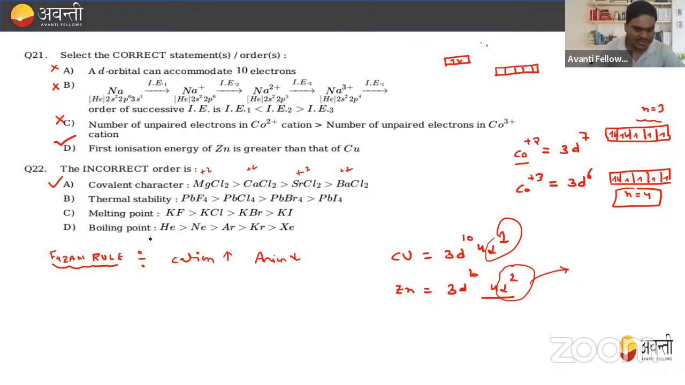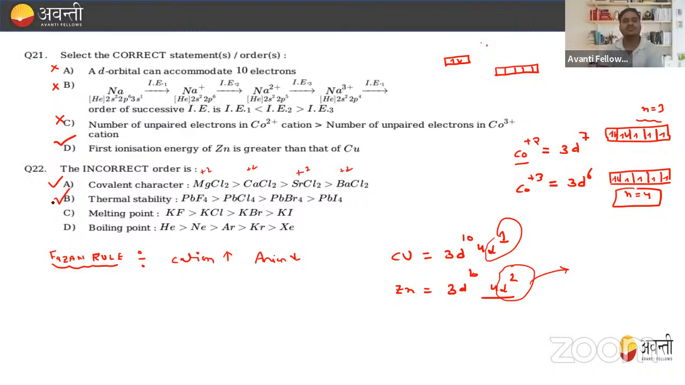Now, the next one is basically thermal stability, right? So we are talking about the thermal stability. So what is the thermal stability order basically? If I'm talking about PbF4, PbCl4, PbBr4, and PbI4. So here Pb is common, right? But in case of F, it is more electronegative, so they are highly stable. So PbF4 is highly stable and PbI4 is the least stable. This one is also correct.